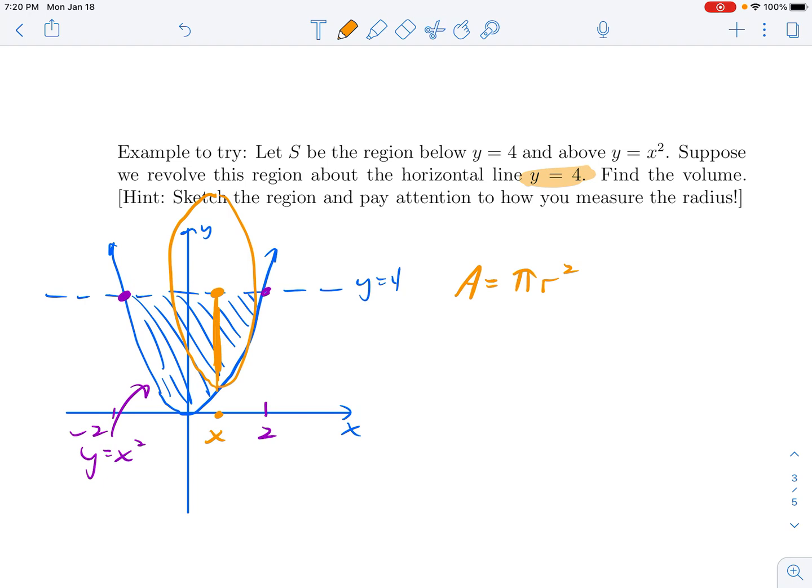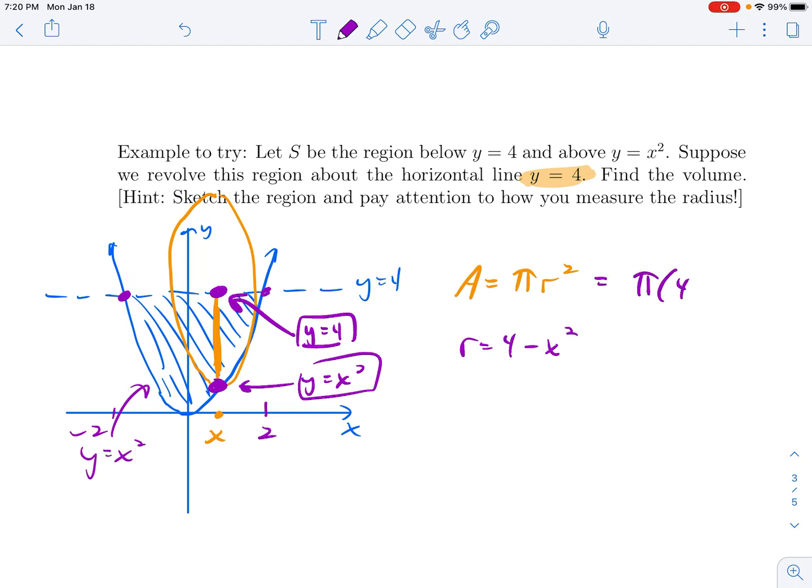But what is that radius? That radius would be the distance between this point and this point. At that top point, y equals 4. At that bottom point, y equals x squared. So we just subtract. And I've said this before, but if you're measuring a vertical distance, top minus bottom, end of story. Don't worry about whether something is positive or negative, you're going to blow it. It's top minus bottom. So our radius here is top minus bottom, which means our area formula is pi times (4 minus x squared) squared.